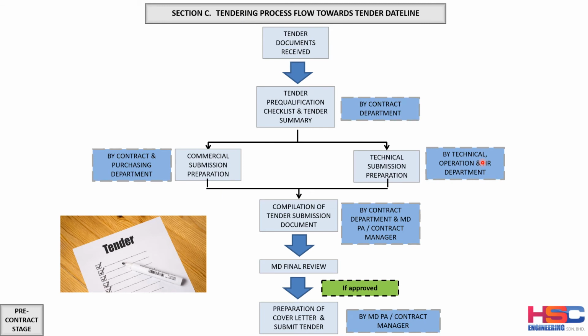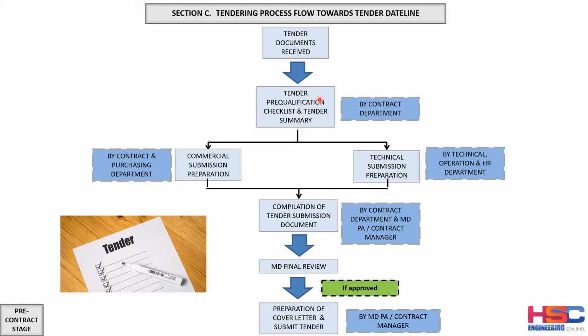And section C, this is also an overview of the tendering process flow towards the tender deadline. From what I have explained in section A and section B, section C here is another explanation of the overall overview of the tender process. So once the tender document is received, the contract department needs to come up with the tender pre-qualification checklist and tender summary.